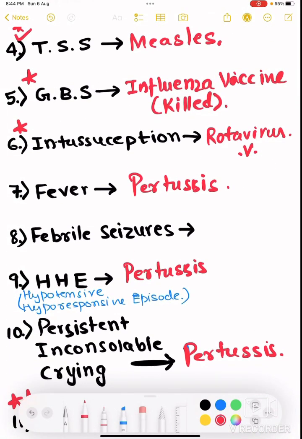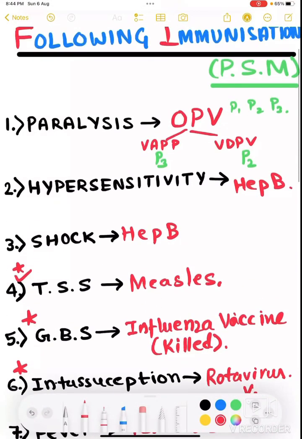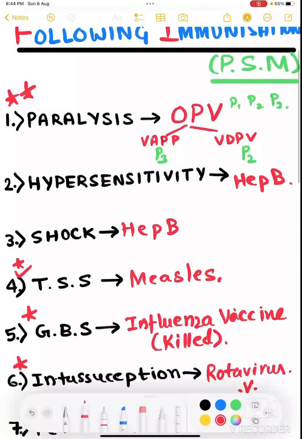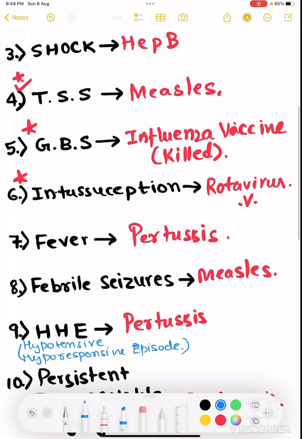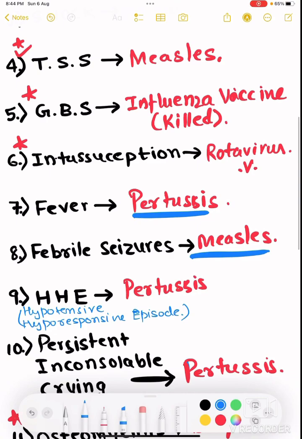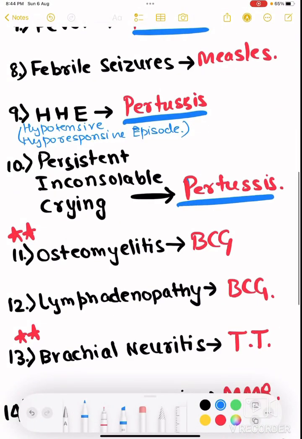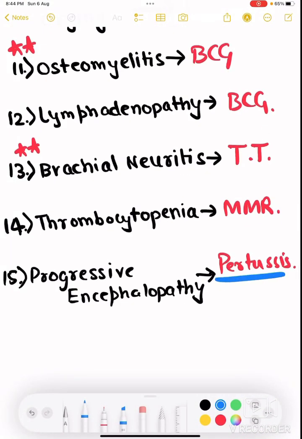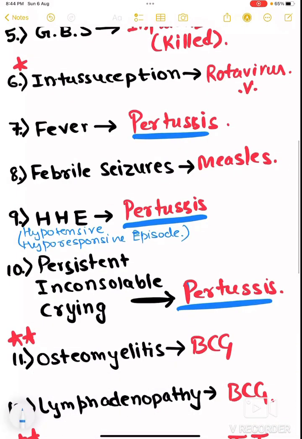Lastly, febrile seizures. Febrile seizures are generally caused by measles. Although the one marked with a star is very important, the rest are not very important, but it is still advised that you remember them. Pertussis causes fever, HHE, persistent inconsolable crying, and progressive encephalopathy. So this is everything, guys. Thank you.